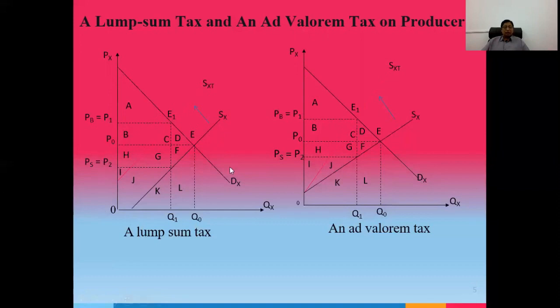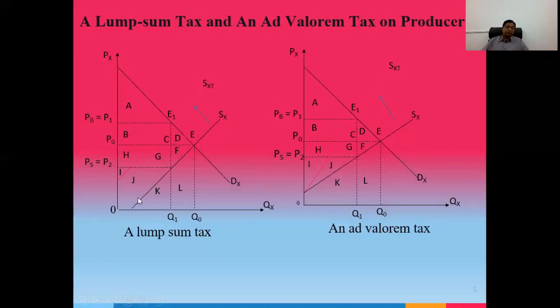Now I would like to discuss economic implications of this lump sum tax. Before lump sum tax, consumer surplus is given by the area of A, B, C, D. After tax, consumer surplus is given by the area of A. Then reduction in consumer surplus is given by the area of B, C, D.